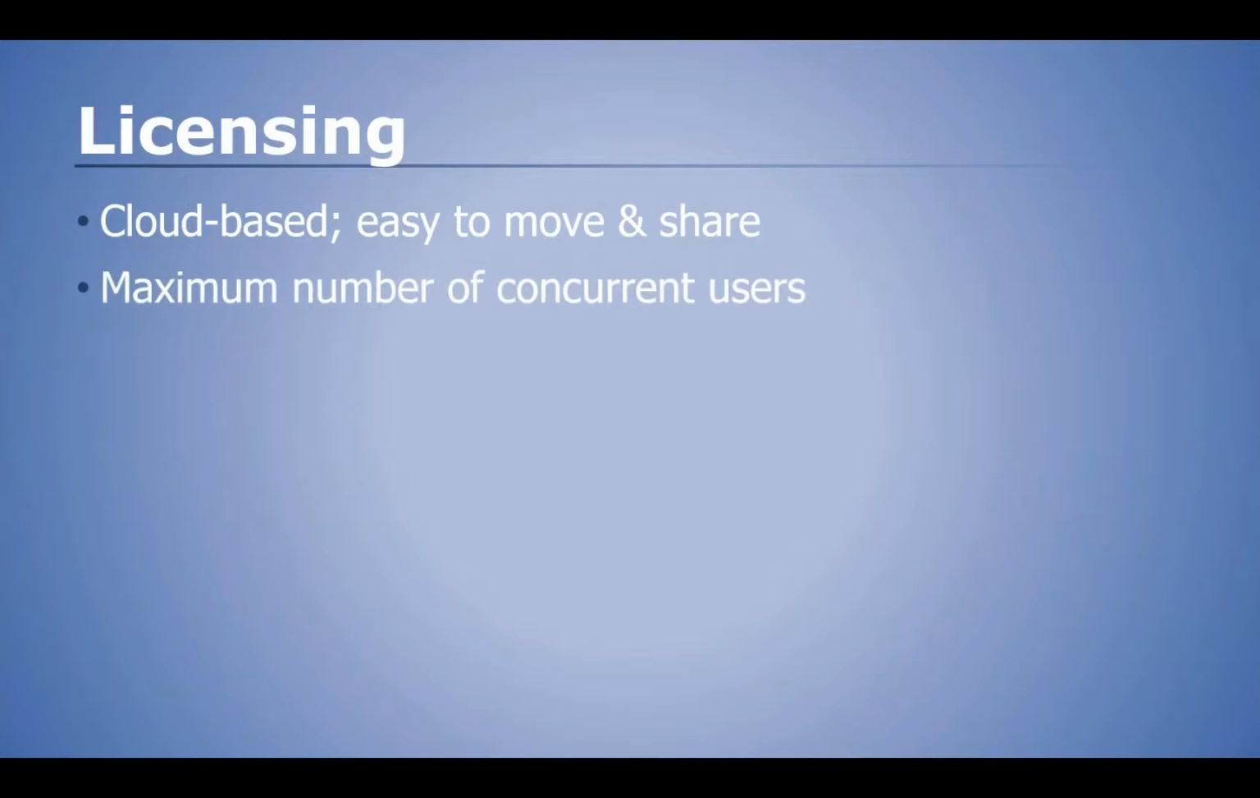So this means it's very easy to move licenses around different computers and to share a license with your colleagues. So our licensing is based on the maximum number of concurrent users. So that's people working at the same time. If you only have one person working with the software at a time, you only need one license. If you want to have two people working at the same time, you need two licenses.